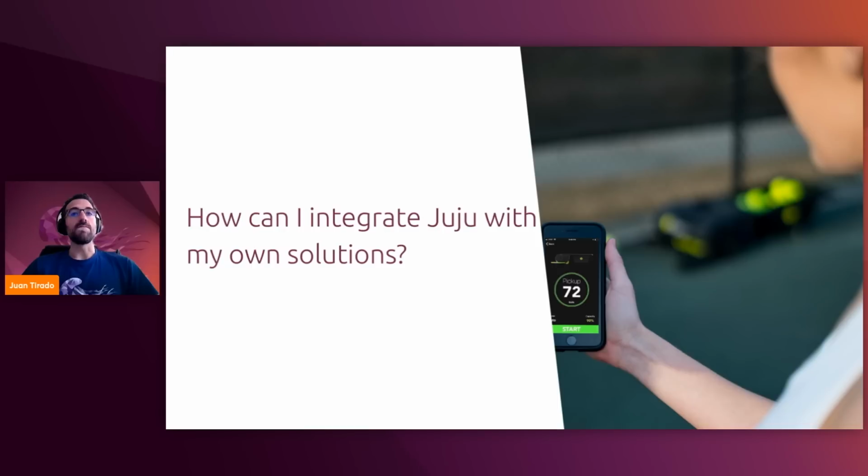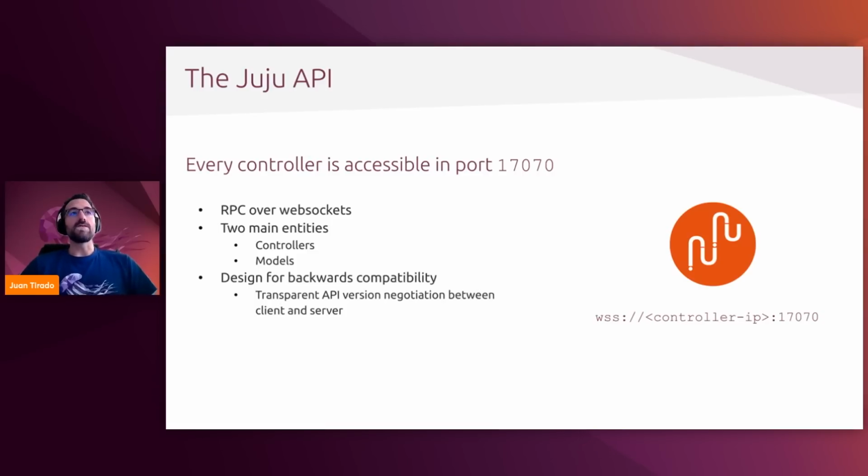Well, there are a number of good ways to do this. Let me first go with a brief explanation of how the Juju API works. Every controller in Juju is accessible on port 17070, in case this is not changed in the configuration parameters. It offers RPC connectivity over WebSockets with two main entities which we can manipulate. One is the controller entity, which is in charge of the machines we are running, users, permissions, more high-level infrastructure things, and models, where a model is a collection of applications that are deployed and allocated into one of our available units, entities, or machines.